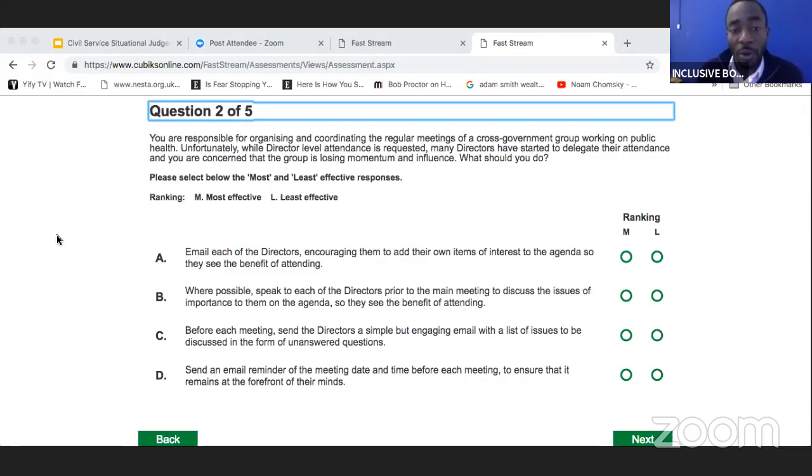Whereas if you pick up the phone and ring or speak to each of the directors, you have a chance of not only getting an answer or response there and then, but you'll be able to explain the benefit of the meeting so that they see why they should be there, and you're able to leave with a clear answer, yes or no. And most likely, you have the likelihood of actually convincing them to be there. So can you see why B would be the most effective compared to A?